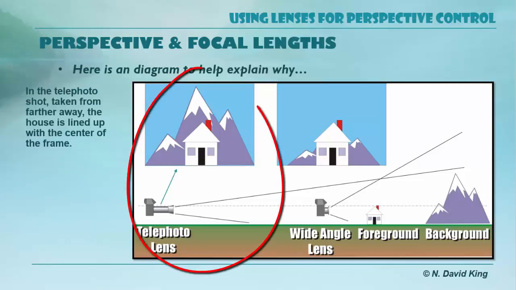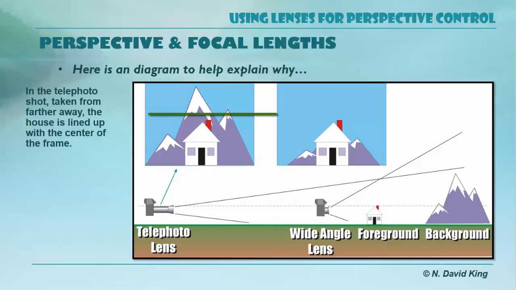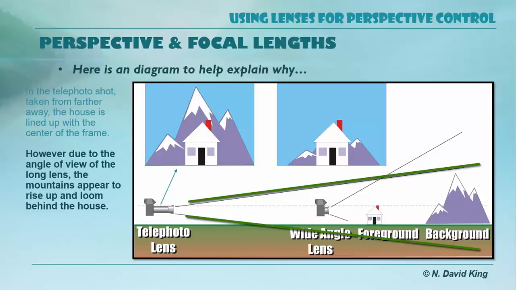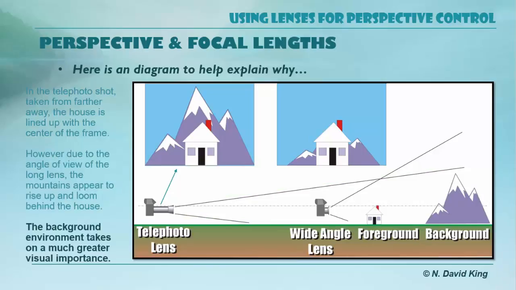So let's look at this telephoto side for a moment. In the telephoto shot, taken from farther away, the house is lined up with the center of the frame, meaning the top of the house is pretty much right at the center of the frame that we're looking at. But due to the angle of view of that long lens, the mountains appear to rise up behind it, kind of loom over it, and consequently, that background environment takes on a much greater visual importance. It's sometimes referred to as the telephoto effect, the way those relationships are defined.